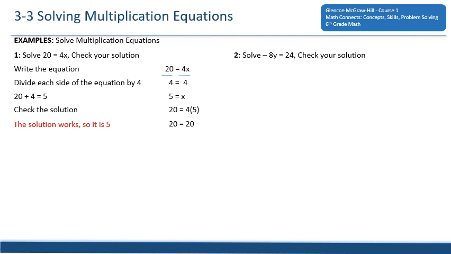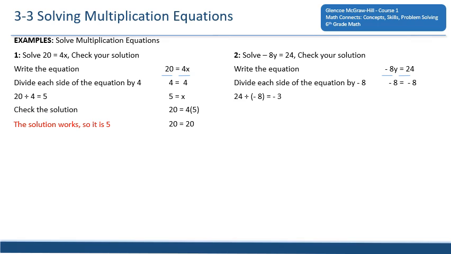Solve negative 8y equals 24. So we have negative 8y equals 24. Negative 8y is negative 8 times y. So we want to undo that by dividing negative 8y by negative 8. And if we do that, we have to divide 24 by negative 8.